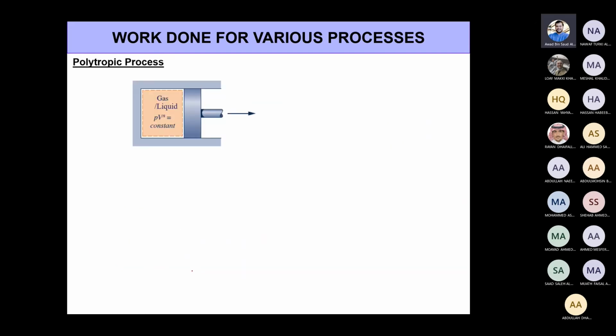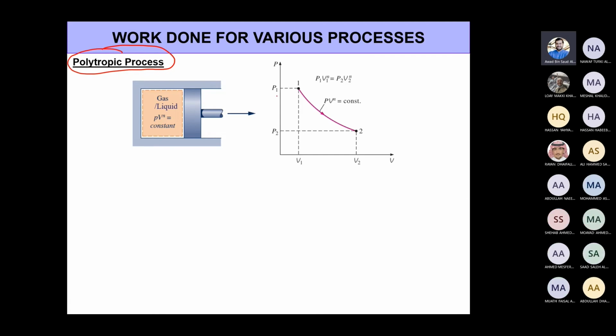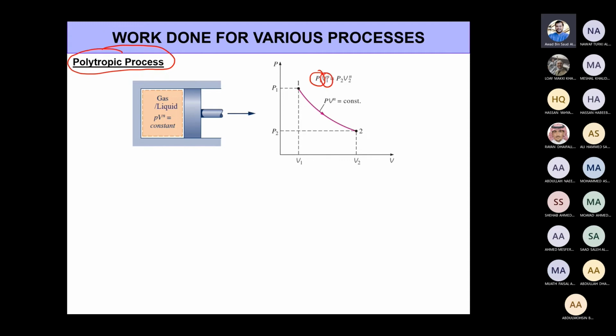So now we're going to talk about a special process which falls under the category of polytropic process. This is a very general process, where the relationship between pressure and volume can be written in such a way that pressure times volume raised to n is a constant. Such a process is called a polytropic process. Remember, n is simply a number here. So n can take any value from minus infinity to infinity. It is just a number.